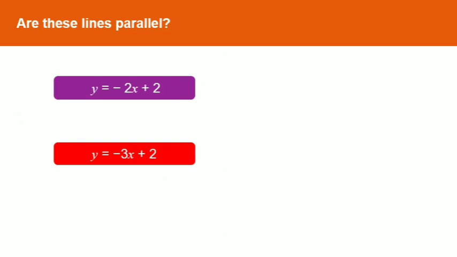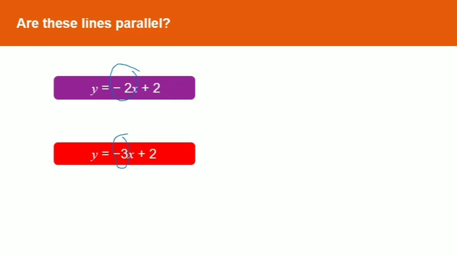Let's move to another equations. Here I already have y equals negative 2x plus 2, and then I also have y equals negative 3x plus 2. Same question. Are these lines parallel? How do we check? Yes, you have to make sure that they have the same gradient. Let us check. This gradient is negative 2. This gradient is negative 3. Are they the same? No, they are totally different.